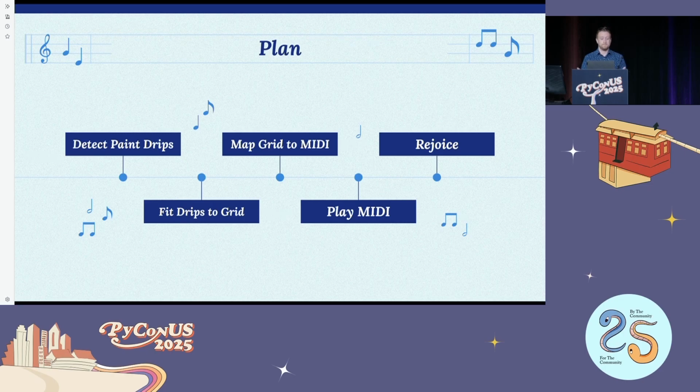So I made a plan. I needed to detect the paint drips in that picture. I needed to fit them to a grid. I needed to map that grid to MIDI. I needed to play the music back to myself. And then I needed to rejoice because I could hear what the paint sounded like.